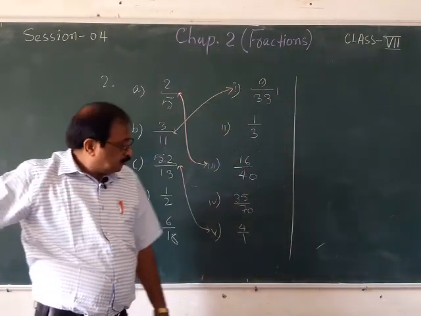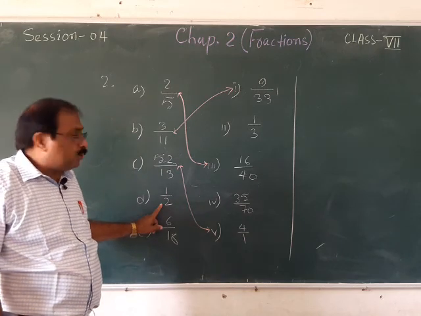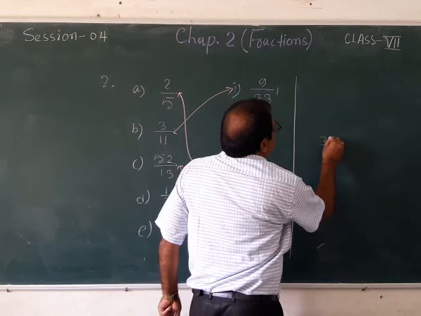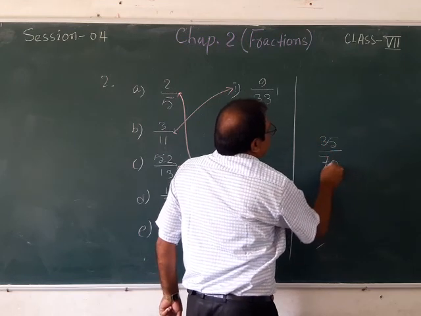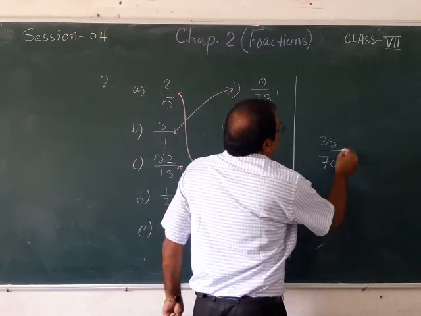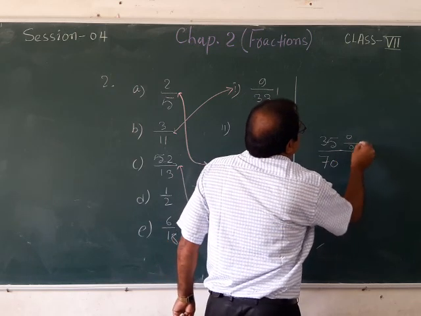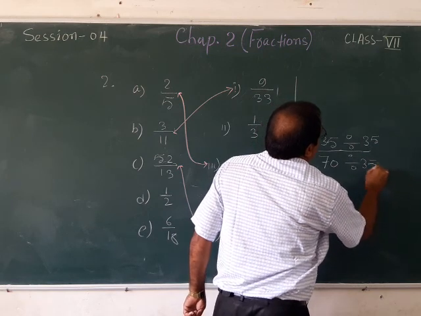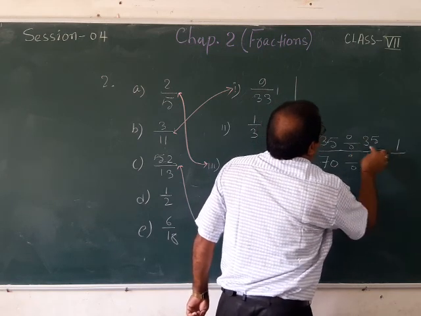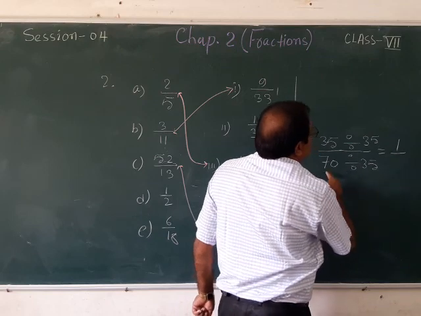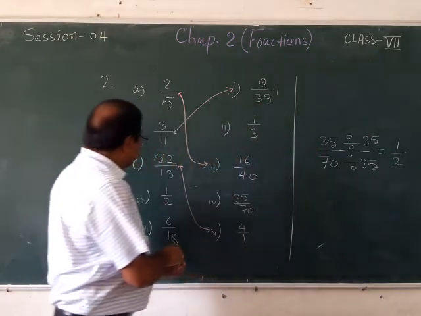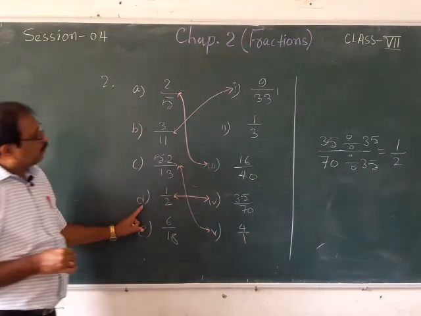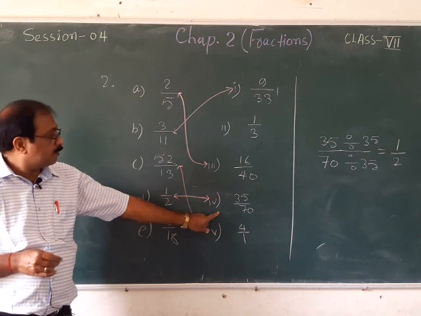Okay, and here 1 upon 2 is in its simplest form or lowest form, but 35 upon 70 is not. So I am going to write 35 upon 70. Now you can see that this is divisible by 35 and this is also divisible by 35. So 35 divided by 35 gives you 1 and 35 divided by 70 gives you 2. That means this and this are matched. That means D number is matched with the fourth option.